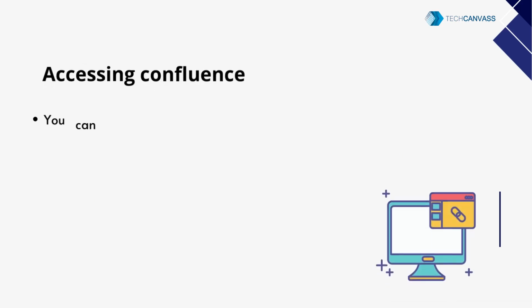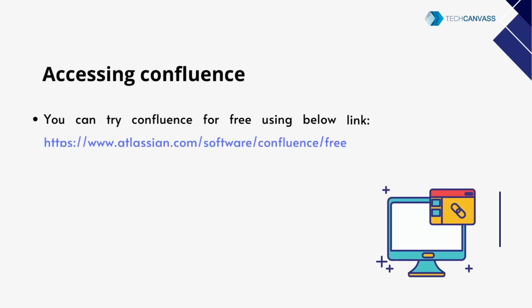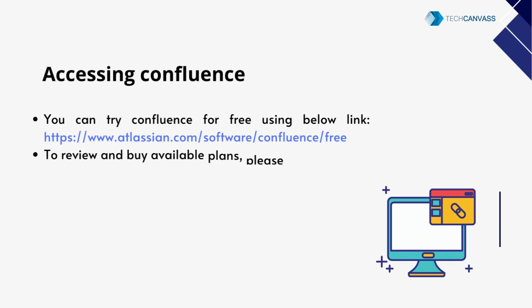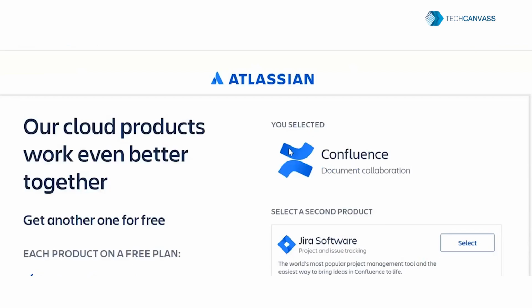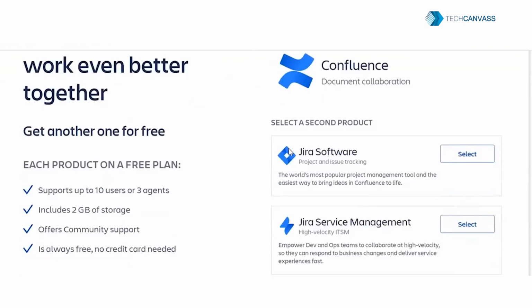Okay, now let's see how you will be able to access Confluence. Confluence provides you with a free version, as well as there are few other available plans, but those are paid plans. Under the free version, you will be able to access all the features of Confluence. Let's see how we can do that. If I click on the first link, it will take me to this particular page, and you can have a look at what Atlassian has to offer under the free version of Confluence. We will have a look at it in the upcoming sections, so no need to worry about that.